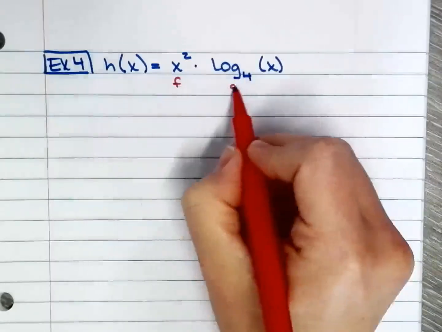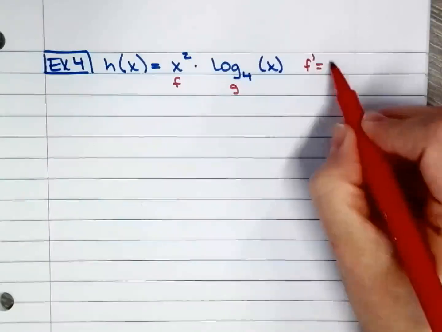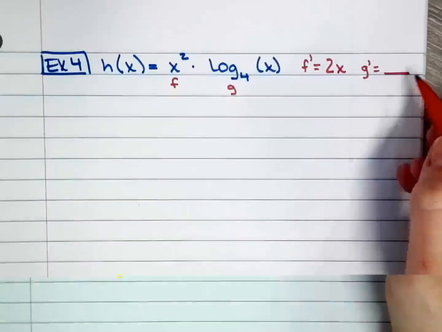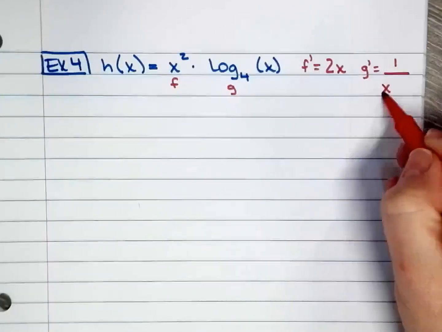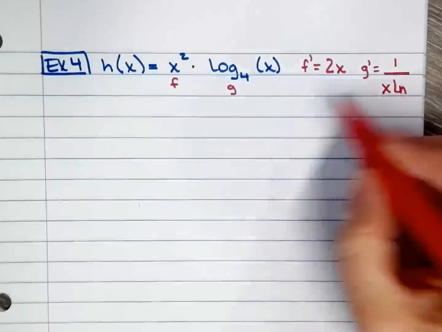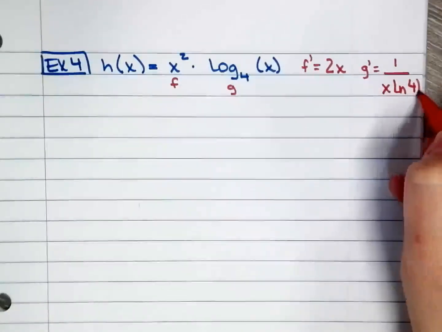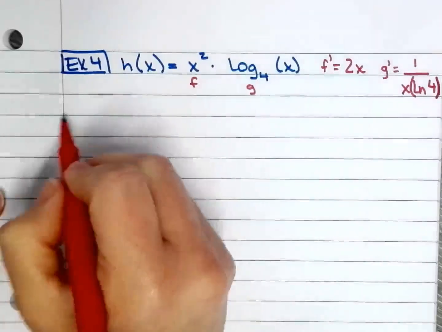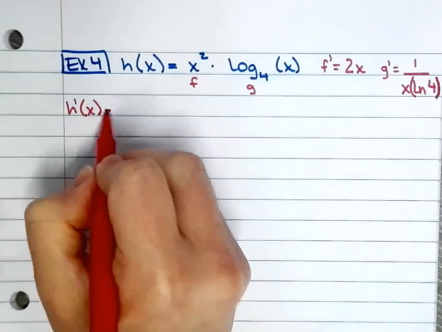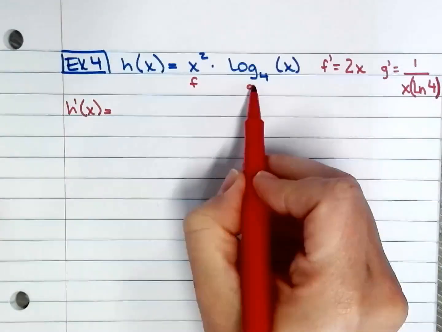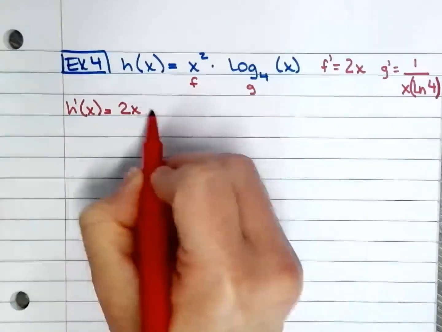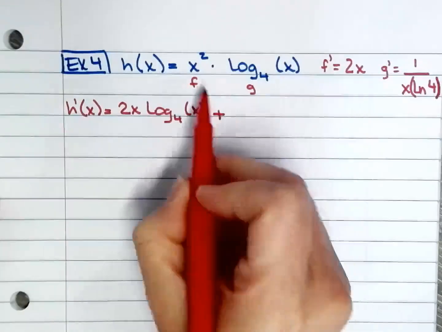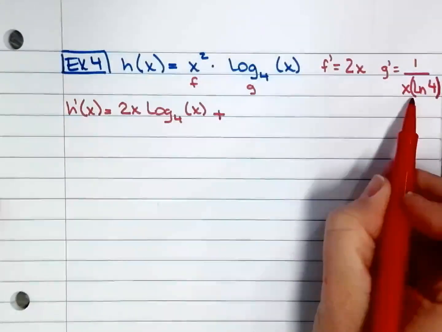So f and g. So f prime, we already know, is 2x. Now g prime, the derivative of this is going to be 1 over x, the natural log of the base. So 4. That's not 41. Those are parentheses right there. Okay, so h prime of x, I have f prime times g plus f g prime.